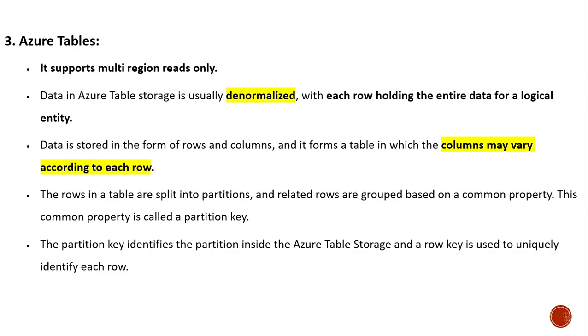Then rows in a table are split into partitions, and related rows are grouped together based on some common property, which is nothing but the partition key. So the partition key identifies the partition inside Azure Table storage, and a row key is used to uniquely identify each row. So this is the difference between partition key and row key. Basically, partition key and row key are related to Azure Tables.